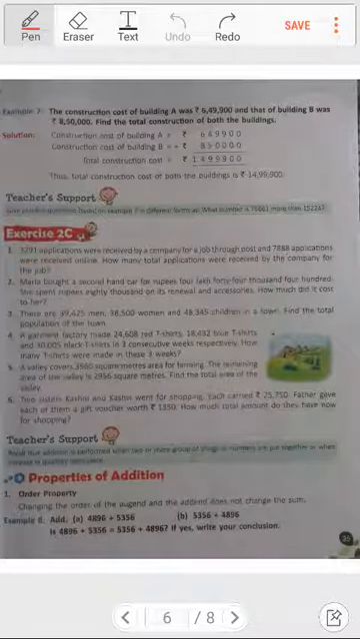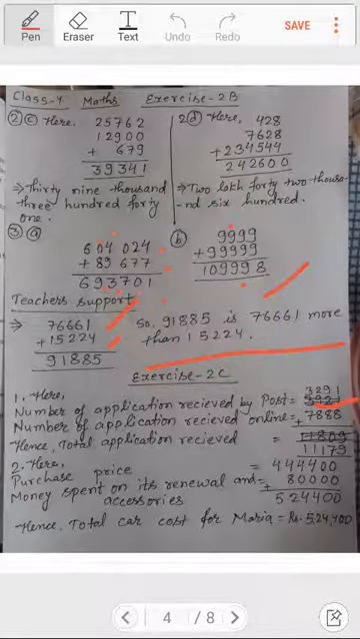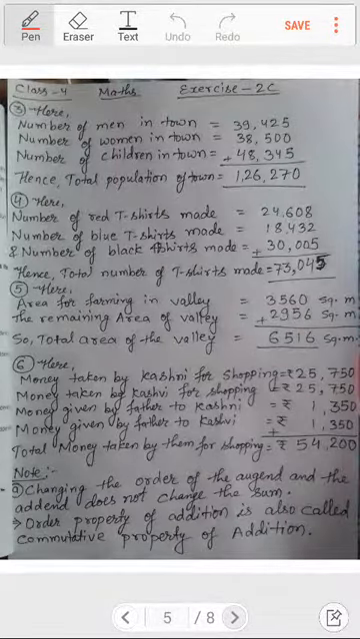So I had written over there 3,291, and below it the number of applications received online, 7,888. Now both have been added: 1, 9, 8 is 17, 7 carry 1; 9, 2, 1, and 8 is 11, 1 carry 1; 3, 1 is 4, and 4 and 7 will become 11. So the total application received is equal to 11,179. That is not 1 lakh, 11,179.